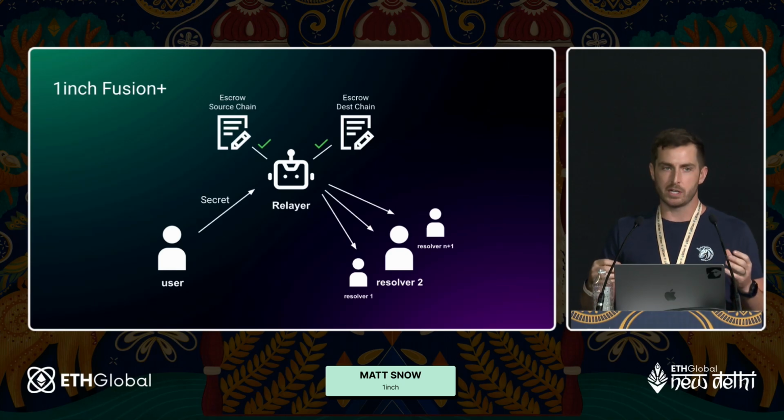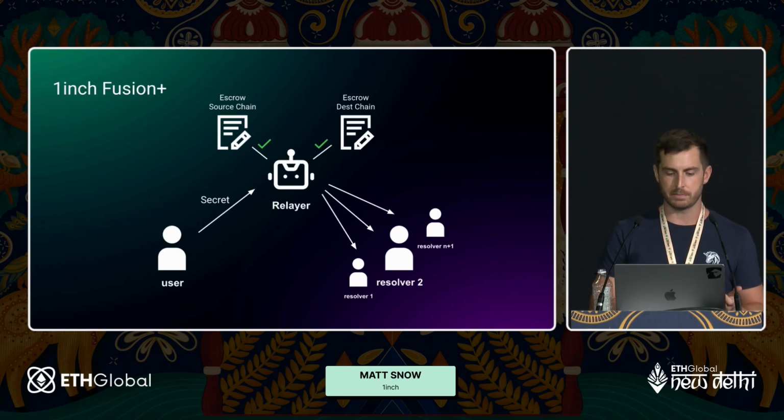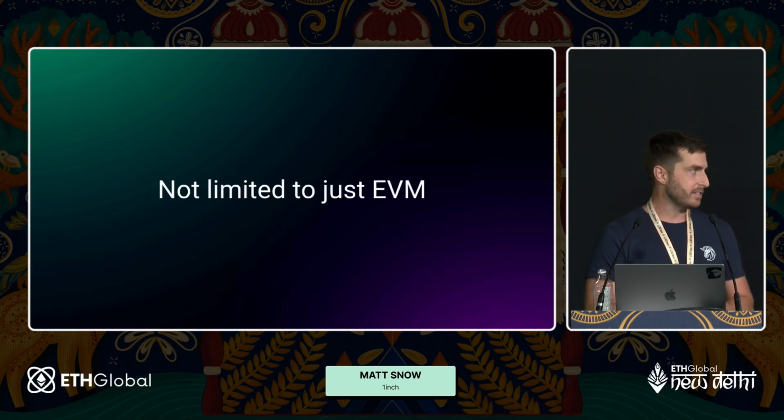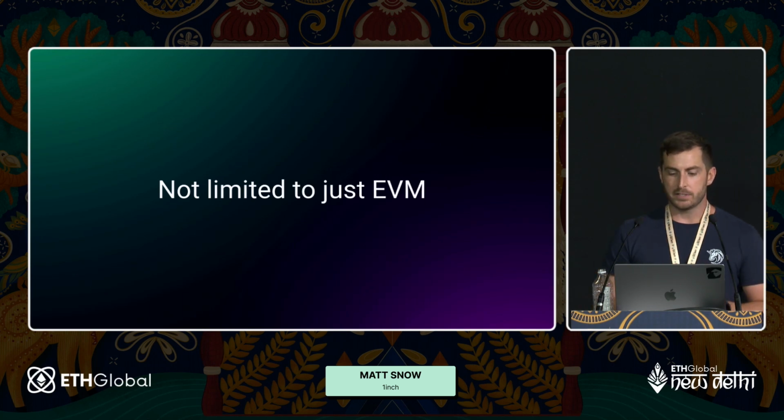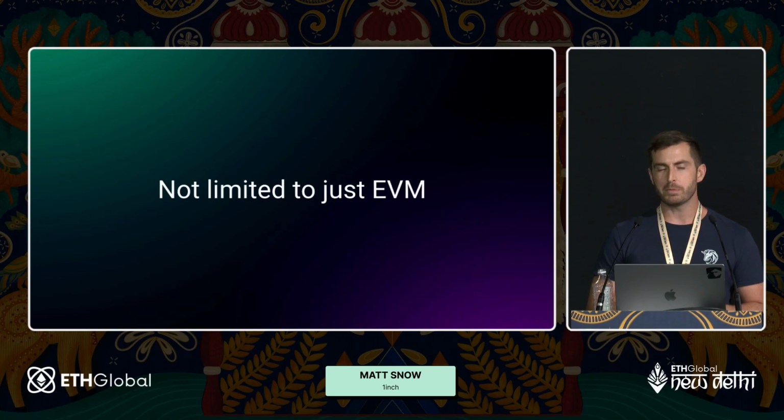And this allows any other resolver to step in and actually complete the order on behalf of the failed resolver. So it's a sort of fallback mechanism. The cool thing about this is it's not limited to just EVMs. We have Solana that we just launched 2 months ago, and that's actually the basis for our biggest bounty, which we'll talk about shortly.